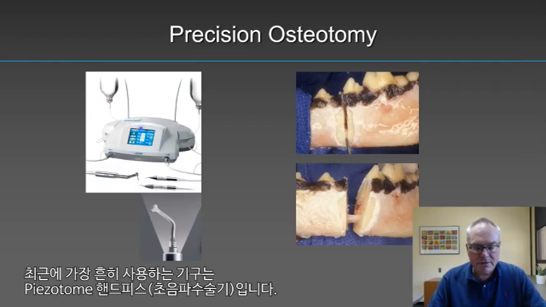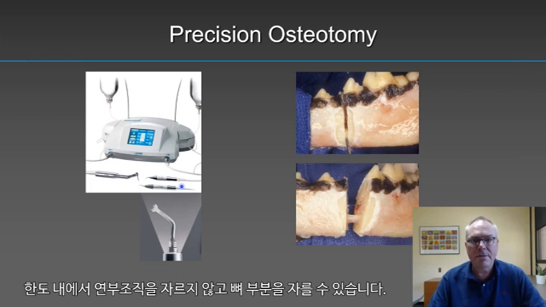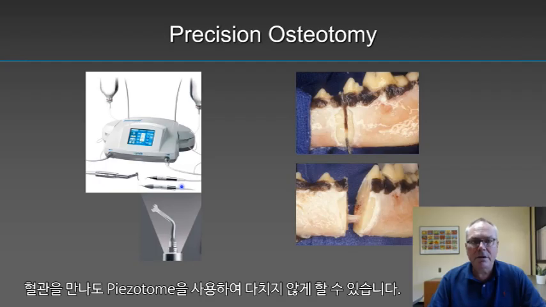This piece of equipment has a second modality, and the second modality is what we use most commonly these days, and that's a piezosurgery handpiece. So a piezosurgery handpiece cuts bone without cutting soft tissues, within limits. So if you encounter a blood vessel, it may be saved by using a piezosurgery unit.